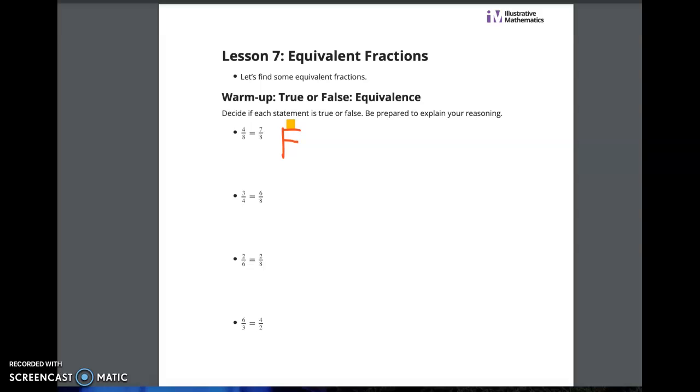Okay, this is where it gets tricky. We need to decide if this is equivalent or not. One's put into fourths and one's put into eighths. So we know we have a couple of different strategies in our toolbox that we can use. We can either draw a number line or we could draw pieces. I'm going to stick with the good old number line.